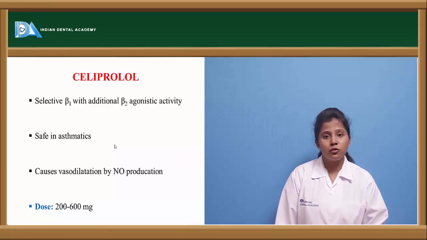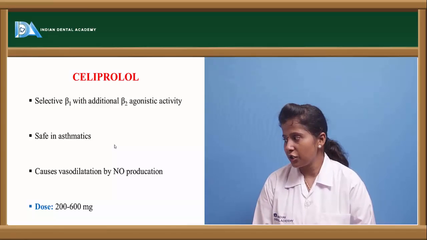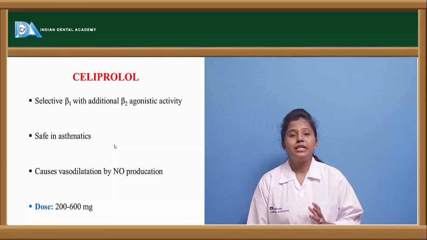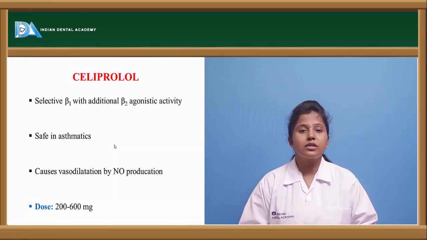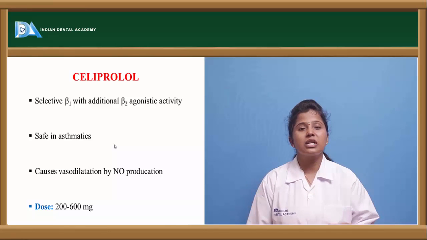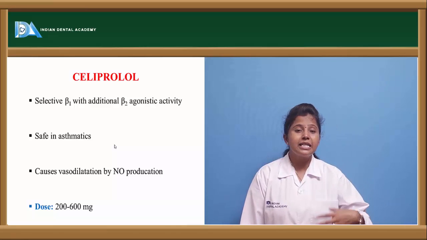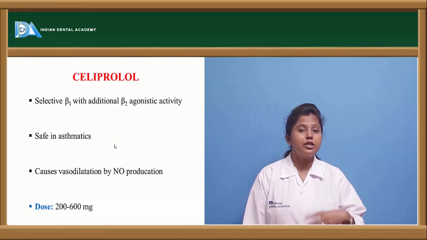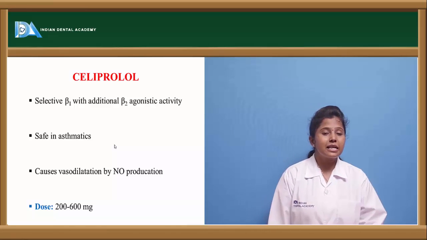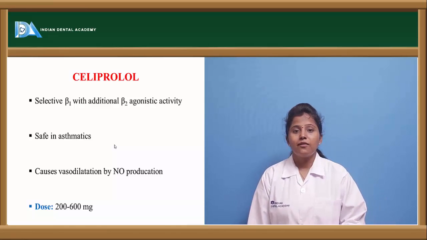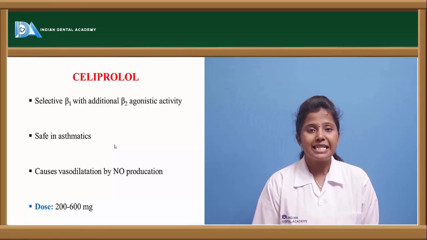This is one of the characteristic features of celiprolol, and as it shows beta-2 agonism, it is safer to use in asthma conditions, and it causes vasodilation. Nitric oxide is one of the chemical mediators which causes dilatation of vascular smooth muscle. Celiprolol aids in donating nitric oxide. When the nitric oxide levels are increased, it causes vasodilatation, and the dose of celiprolol is about 200 to 600 mg.